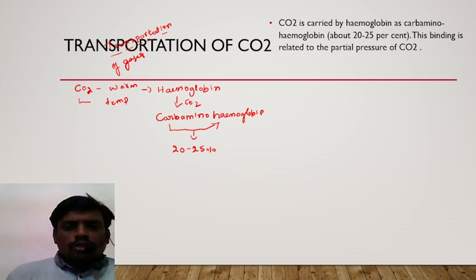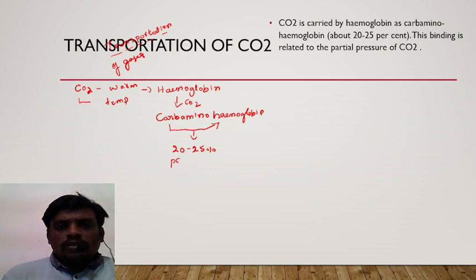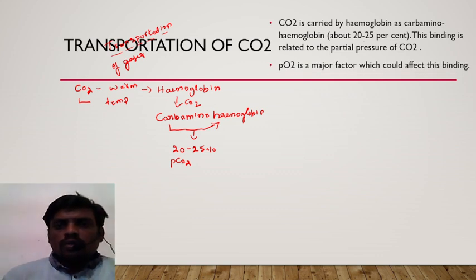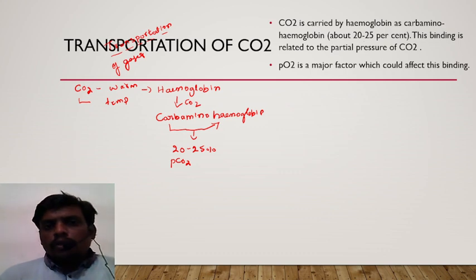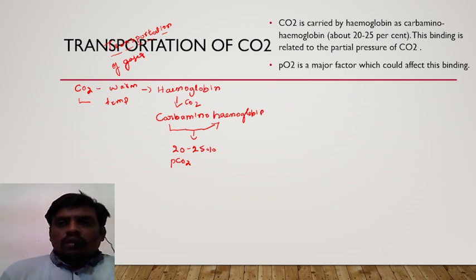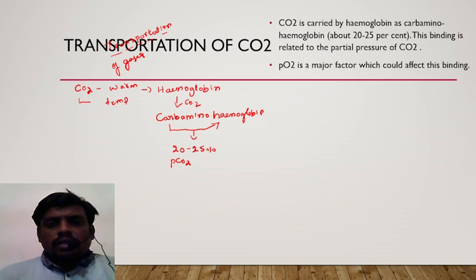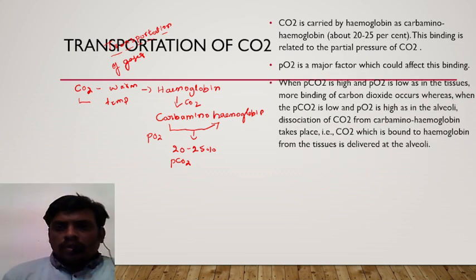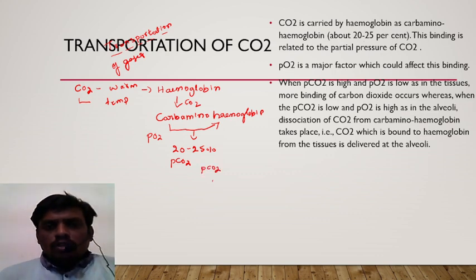This binding is related to the partial pressure of the CO2. So, how is carbamino hemoglobin affected by PCO2? It is affected by PO2, the partial pressure of oxygen, which is a major factor. If there is PCO2 in high quantity, PO2 will be very low in the tissues, isn't it?